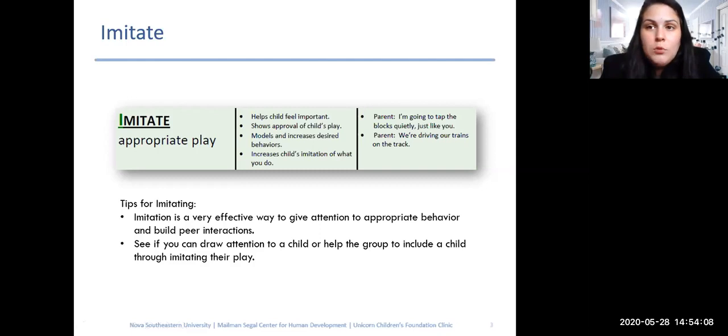A lot of times, and this could be with multiple parents with multiple siblings, or even in preschool settings, you'll have a group of children playing together and one kind of off on the side. This can really help the outsider child join the play if you show them how to imitate and they start imitating as well.